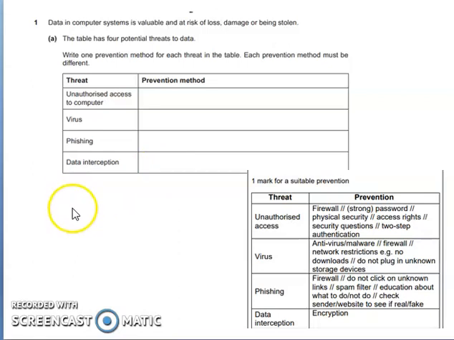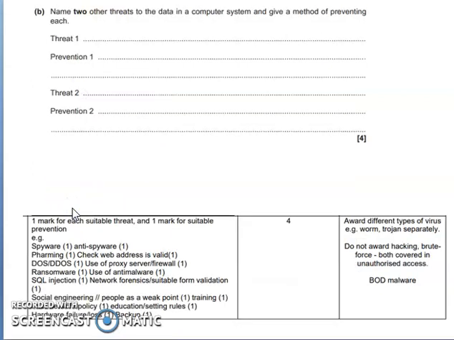Now let us move to part B of question number 1. Part B asks that, apart from the threats mentioned in part A, you have to give 2 more threats and 2 more preventions for each of those threats.